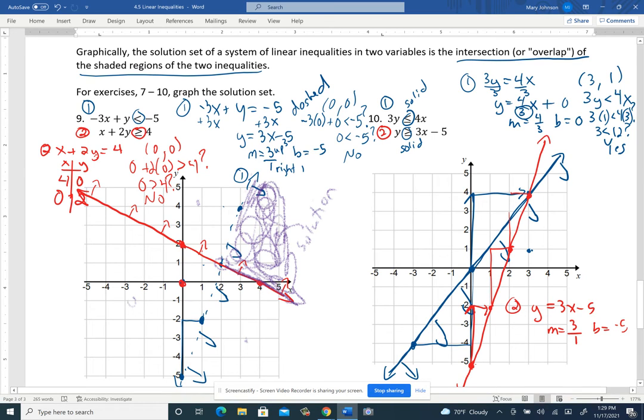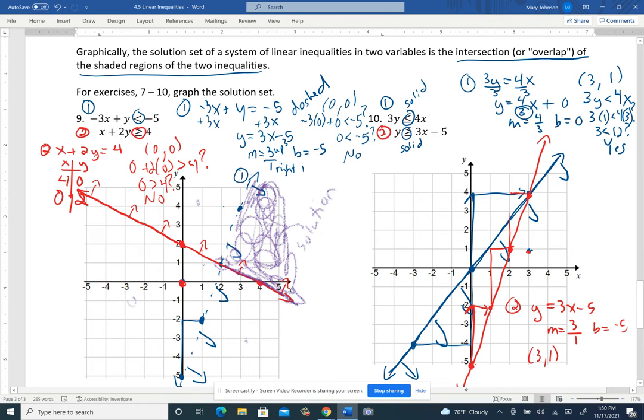So there's the red line graphed. And then I need to test a point. So I could use 3, 1 again. It doesn't have to be the same as what I used before. I could use anything I wanted, but I could test the point 3, 1 again. It's not on the line.